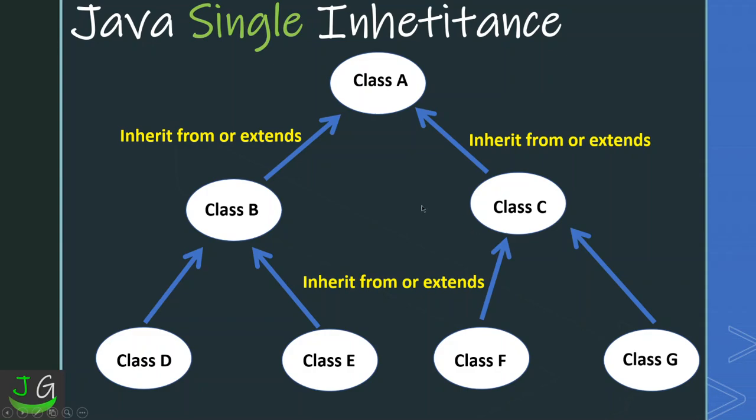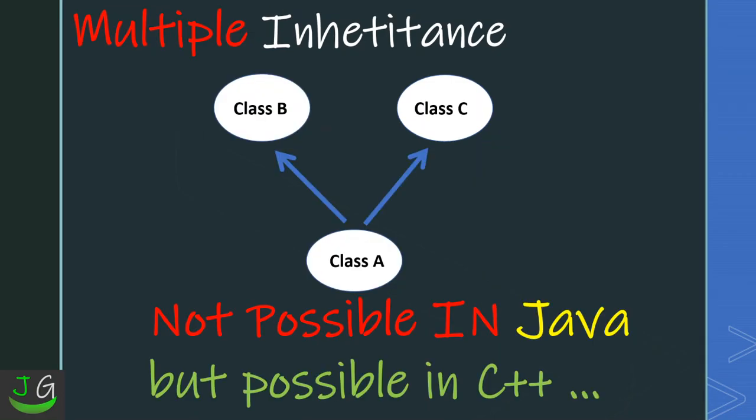So here that's what we call single inheritance. Every class can have at most one parent class. So class A is the parent of class B and class C. Class B is the child of class A, and class B is the parent of class D. That's what we call single inheritance. Any class can inherit from at most one class and not from multiple classes.